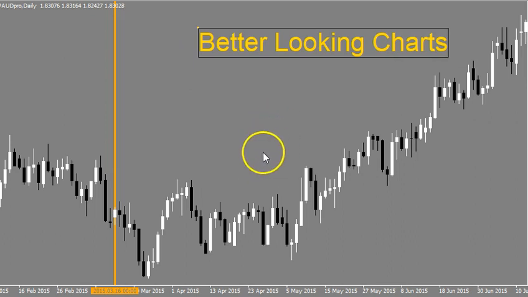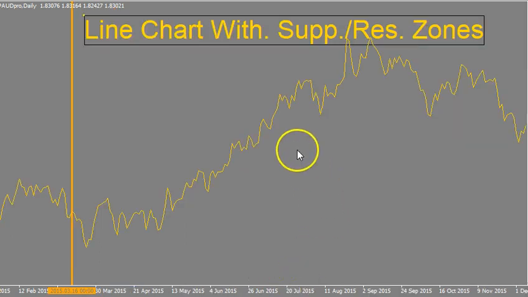Now, number one, this is the first way. I've got 5 different ways for you to see the trend on the charts, but this is just one of the ways. Okay, let's take a look. We want to turn the charts into a line chart. Okay, I've done that right here, and we're going to draw support and resistance.